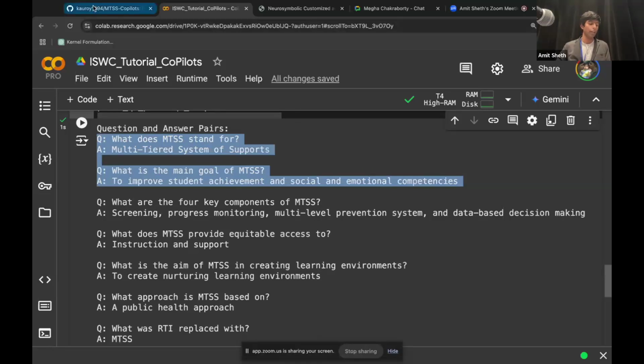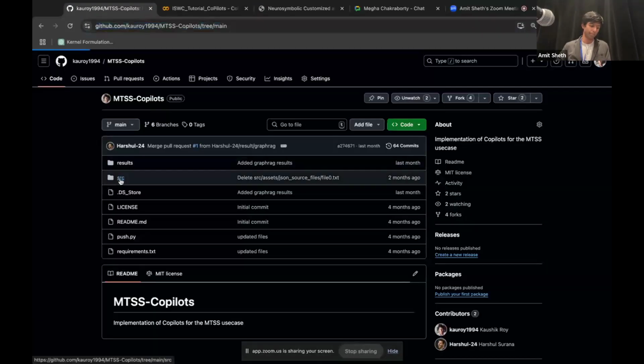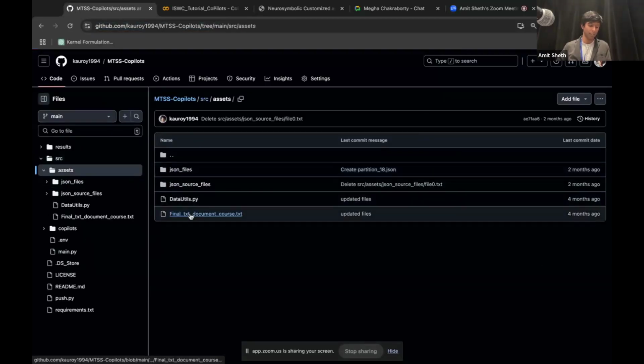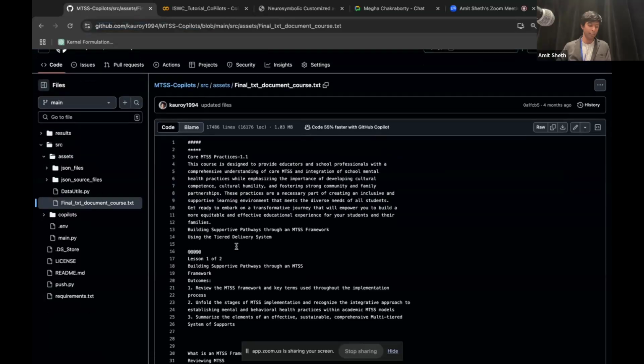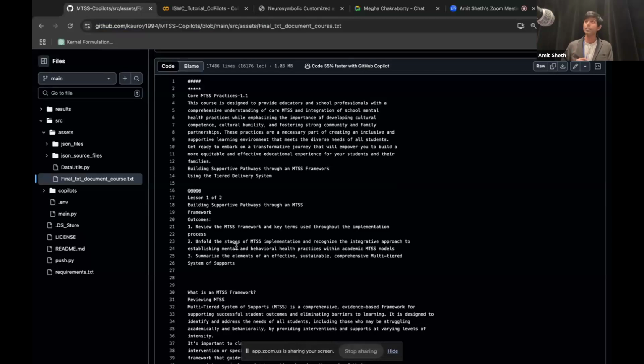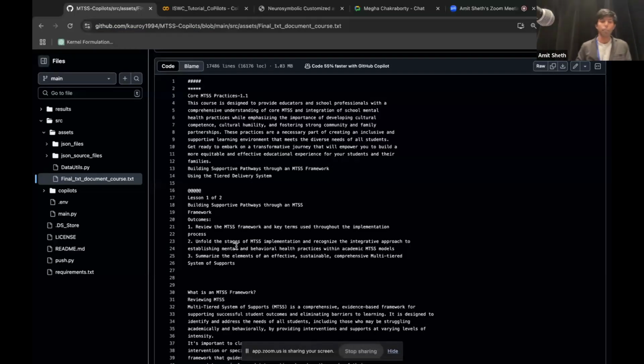Now I'll talk a bit about the data. So this is the data after parsing through a PDF reader. Can everyone see this? Fine.